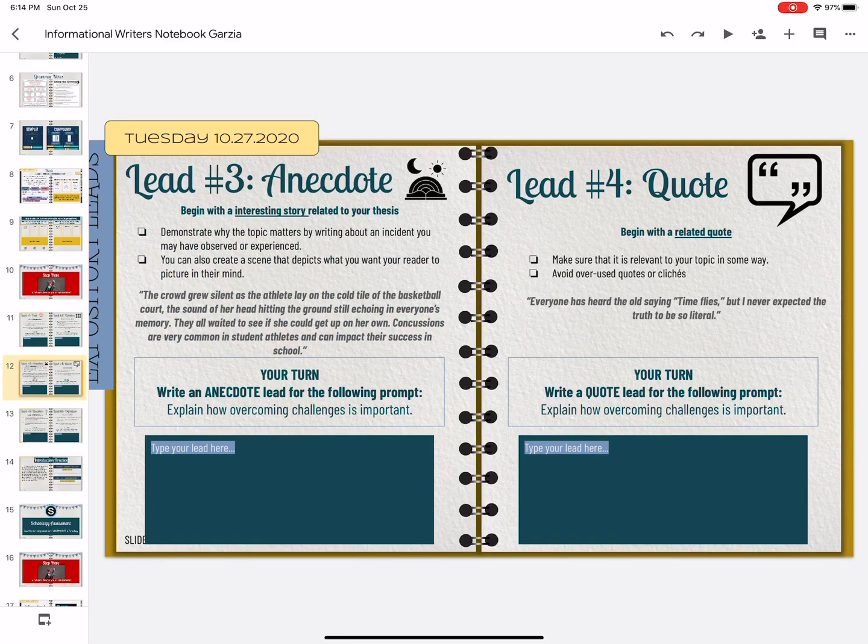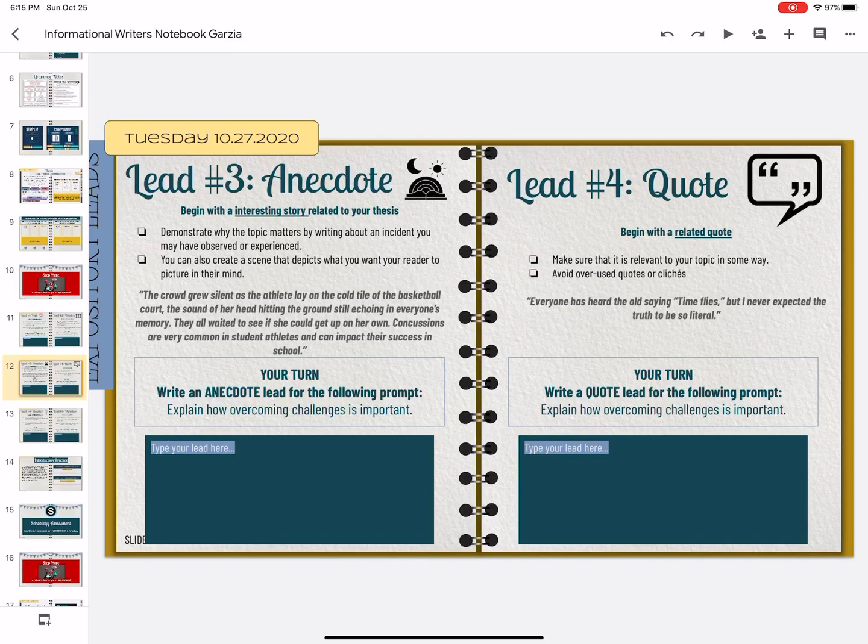We're looking at an anecdote. So an anecdote is like an interesting little story, typically about yourself, but you want to demonstrate why the topic matters by writing about an incident you have observed or experienced, okay? So something you saw or witnessed or something you yourself have experienced. You can also create a scene that depicts what you want your reader to picture in their mind. So it gives you a good opportunity to have an interesting little story or something that helps your reader to connect to you and kind of become invested in what you're sharing with them.